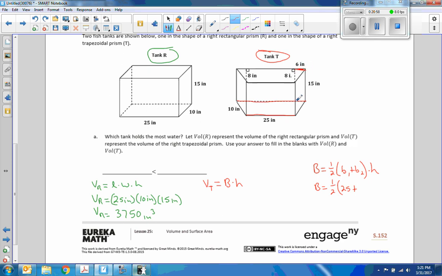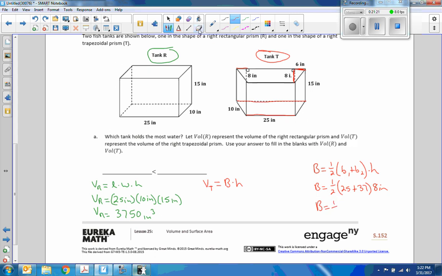There's my key. So if that's 6 and this is 6, it's 12 longer than the rectangle in the middle, which is 25. 25 plus 12 is 37. And the height of the trapezoid, be careful, is 8 inches. Okay? So the base area equals 1/2.